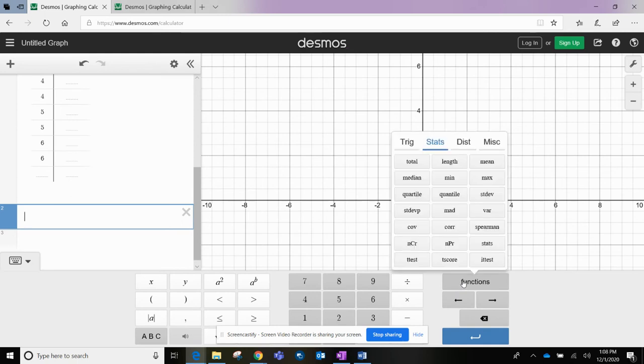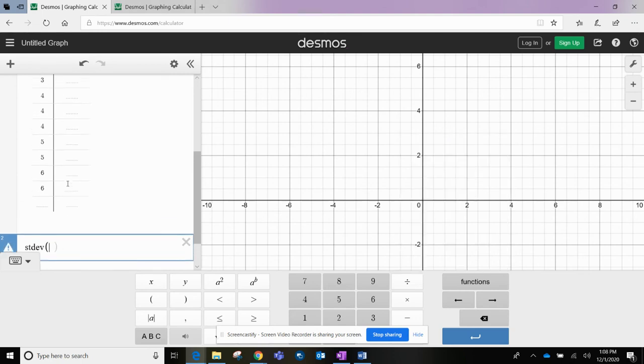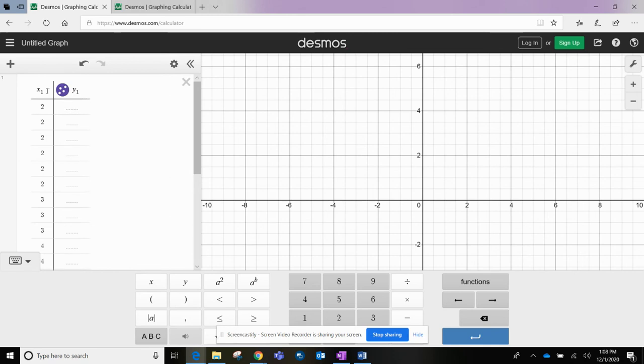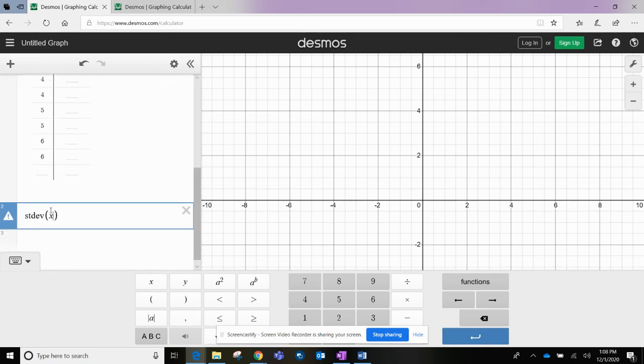So I'm going to go to functions. Mine already showed up at stats, but remember, if yours doesn't, you want to be at stats. Standard deviation, STDEV. Do not get it mixed up with the one with the P at the end. Standard deviation. And in the parentheses goes the list name. The list name is X sub 1. So I'm going to hit the letter X.